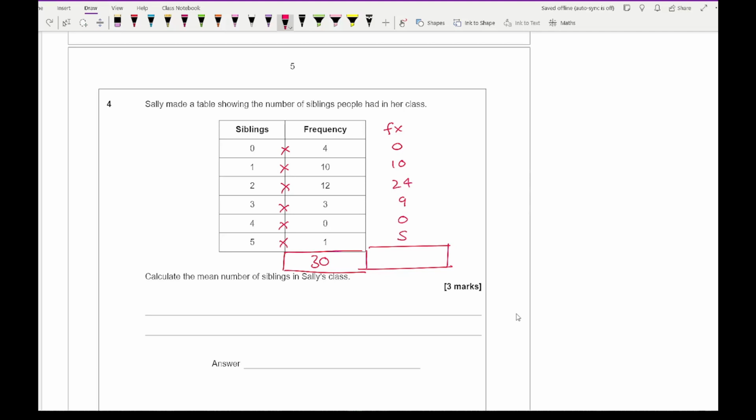So adding this up, we get 34, 43, 48. So then the mean is going to equal 48 divided by 30, which gives me an answer of 1.6. Now you might want to round this up because obviously you can't have decimal people, so you could say 2, but again it's worth making sure you're noting that it's 1.6, and then you can round the number up to 2.